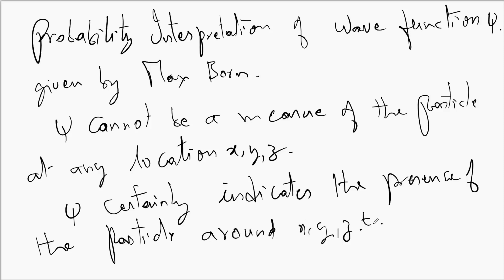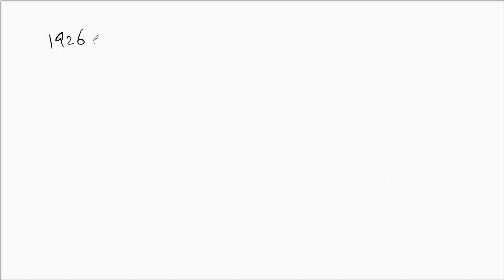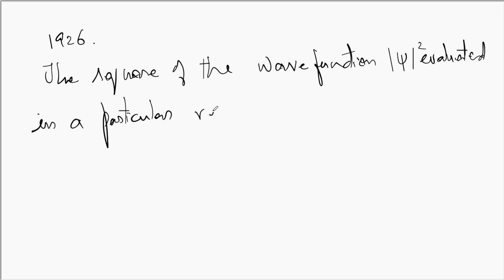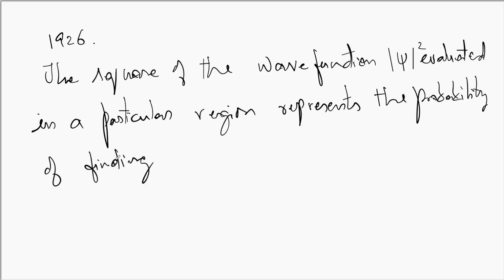The probability interpretation of the wave function was given by Max Born in 1926. Max Born interpreted the square of the magnitude of the wave function, mod psi square, evaluated in a particular region, as representing the probability of finding the particle in that region. The Max Born interpretation is that the square of the wave function, mod psi square, evaluated in a particular region represents the probability of finding the particle in that region.